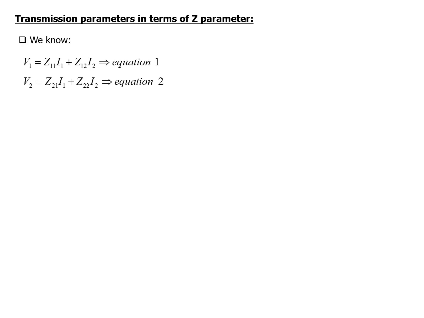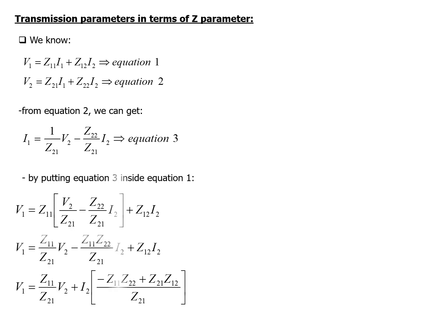Alright, we're going to start expressing the transmission parameters in terms of the Z parameters, or the impedance parameters, we've learned before. And we know that this is the equation for the impedance parameters: V1 equals Z11 I1 plus Z12 I2 and the rest. And from equation 2 we can rearrange to become I1 equals 1 over Z21 V2 minus Z22 over Z21 I2. And by putting equation 3 inside equation number 1, we can obtain V1 in relation to V2 and I2.